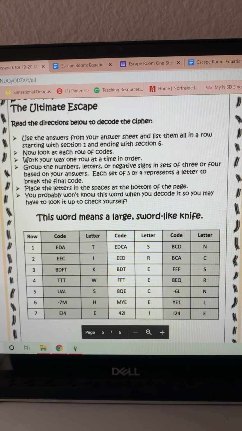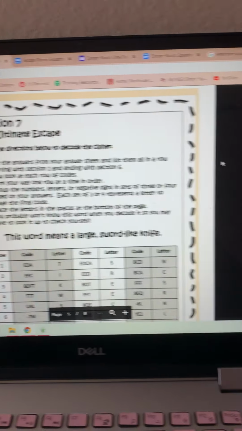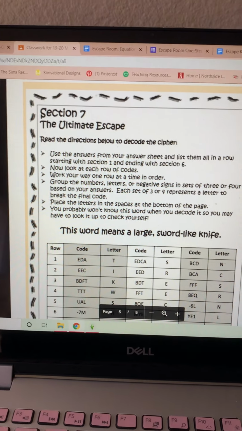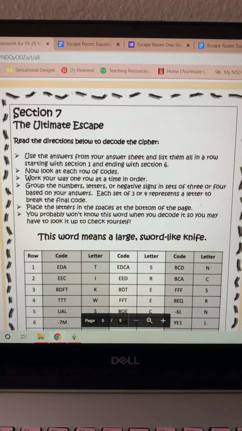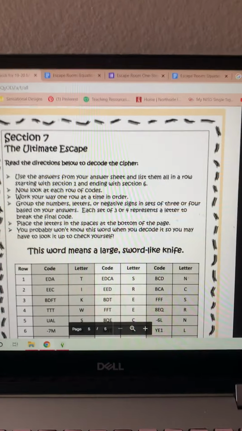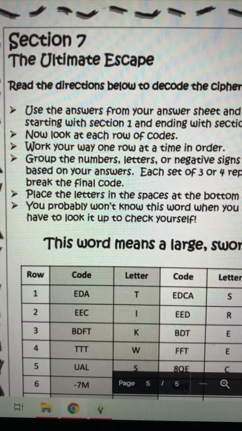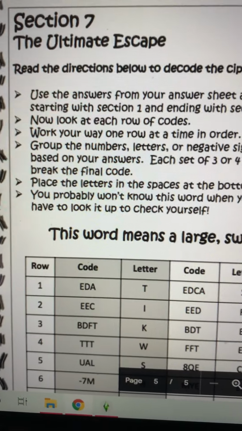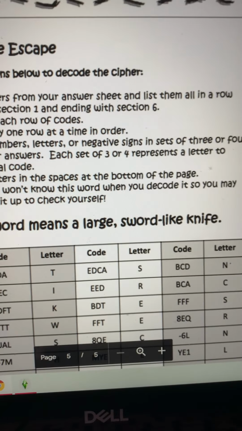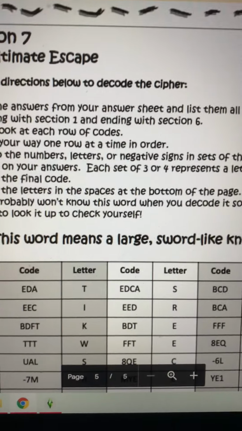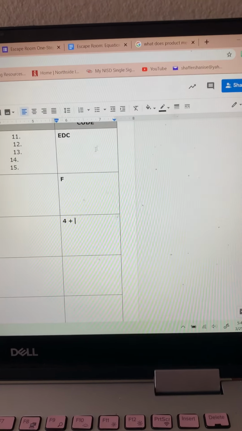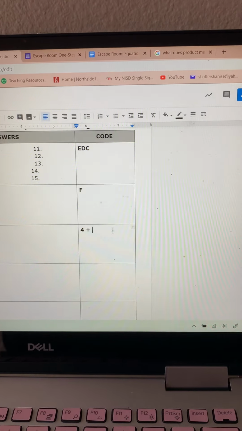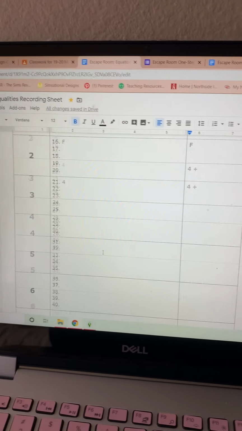Okay, all right, section 7. Now this is the big one. It says, read the directions below to decode. Please use your best judgment and read the directions as many times as you need, okay? Because this one gets pretty confusing. It says use the answers from your answer sheet and list them all in a row, okay? So the answer sheet that we have, it's already done for you, okay? You're going to put all of your answers here, like so.